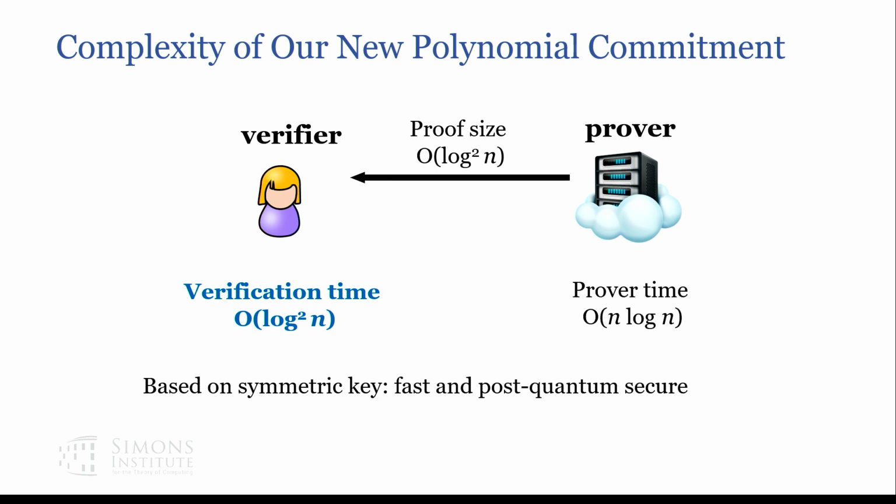Everything here in black is the same as Aurora. It's proof size log n squared, prover time log n, symmetric key, random oracle, fast and plausibly post-quantum secure, and the only improvement is on the verification side. It's log n squared. Does it go with the depth anymore? This is only for the polynomial commitment, and that's exactly on the next slide.